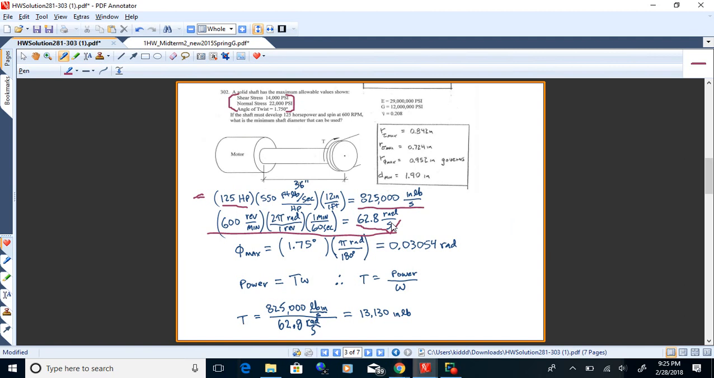Now to solve this, I want to find the torsion. Power is torsion times angular speed, so torsion is power divided by angular speed. If I divide that out, I'll get the torsion in the shaft, 13,130 inch-pounds. Also in our formulas here, we need to input angles as radians. So that angle of twist, 1.75 degrees, I multiply by pi radians over 180 degrees. I get 0.03054 radians. So that's the twist angle.